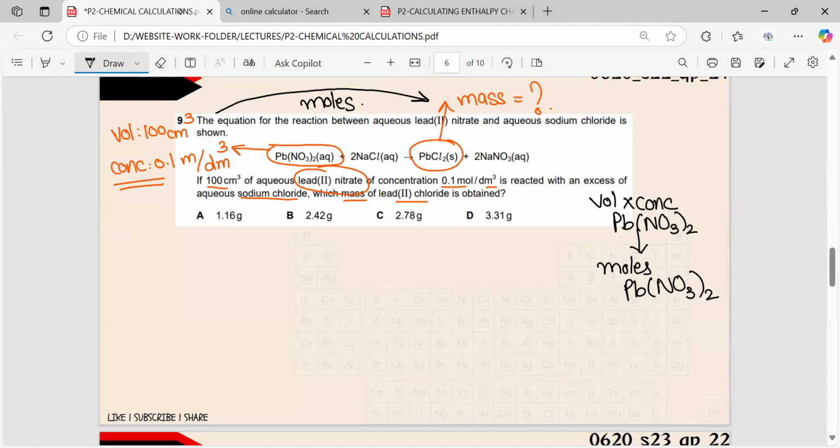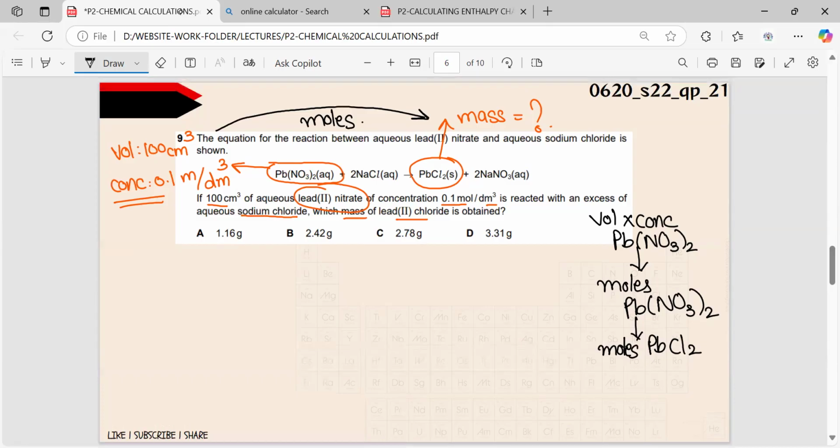First step, by using the formula. Once we find the moles of lead nitrate, we will find the moles of lead chloride. After finding the moles of lead chloride by taking the ratio, we'll find the mass of lead chloride by using the formula. So these are the steps: amount, moles, moles, amount.